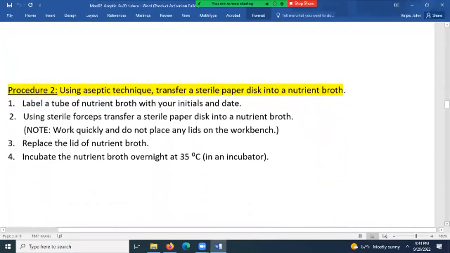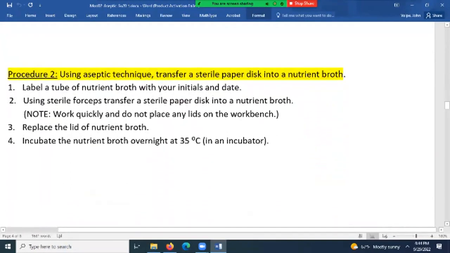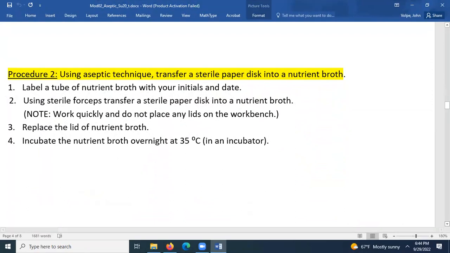And water will do that as well as many other substances. I don't think oil does, but most other substances do. Of course, most other substances are based on water, but in procedure 2, you're going to be using aseptic technique to transfer a sterile paper disc into the nutrient broth.